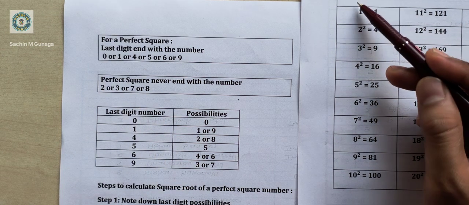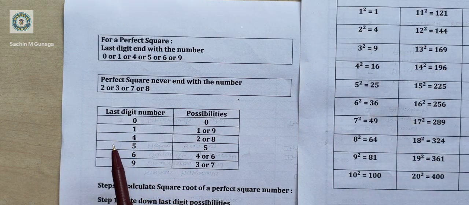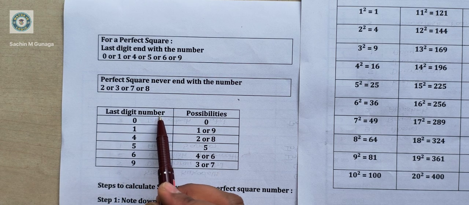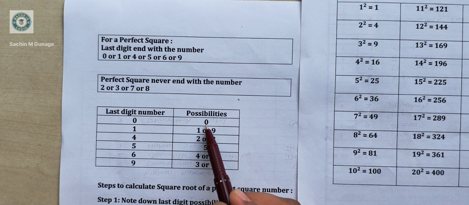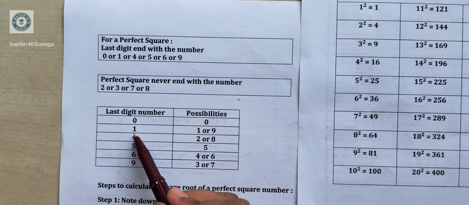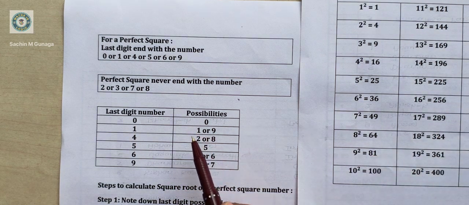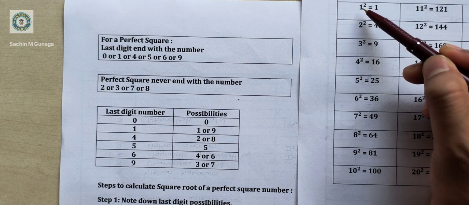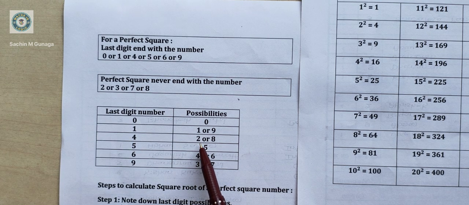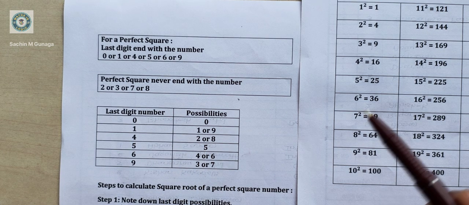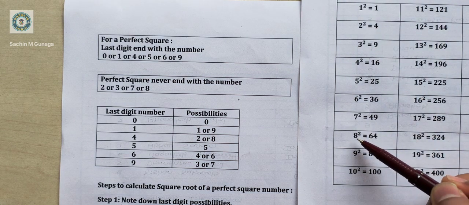Therefore, in this square number table, if you consider the first column and observe properly: last digit number 0, the possibility is only 0. Next, last digit number 1, the possibility is 1 or 9. Next, last digit number 4, the possibility is 2 or 8.